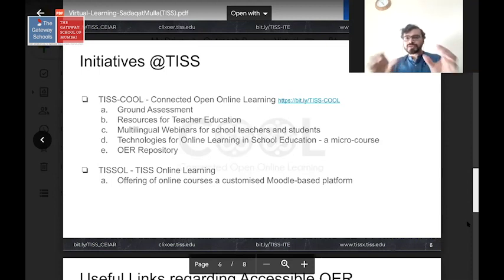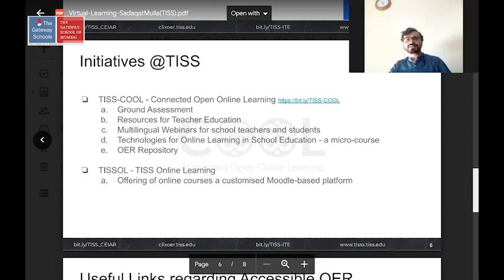And then we thought to create a one-stop micro course to cover some basics about what online learning is, synchronous and asynchronous models, OERs, and how to go about assessment, which is available as technologies for online learning in school education. It's a micro course available at this link, bit.ly/this-cool. And we also created a slew of resources as an OER repository, and we wanted accessibility to be one important review criterion. Those can also be referred to.